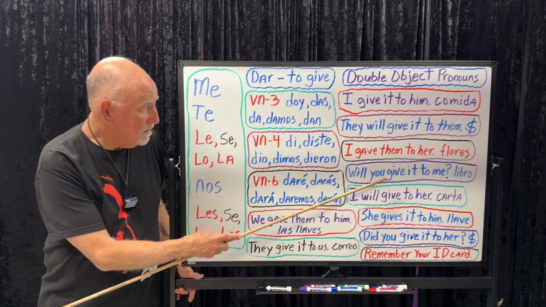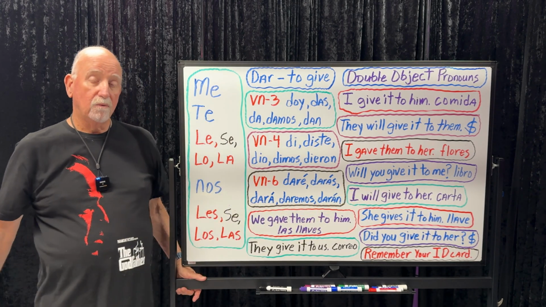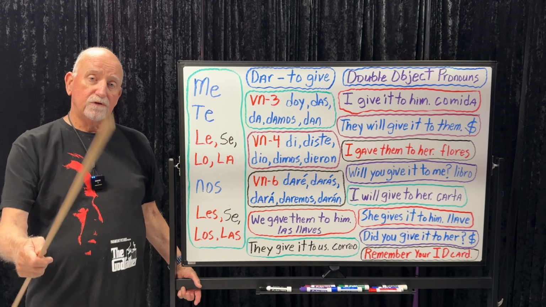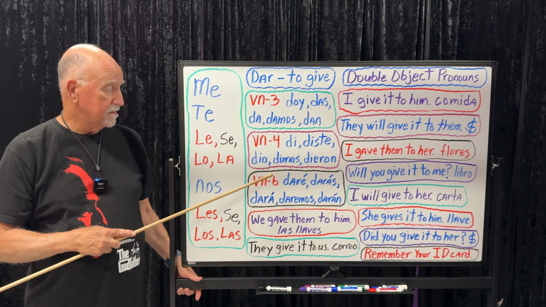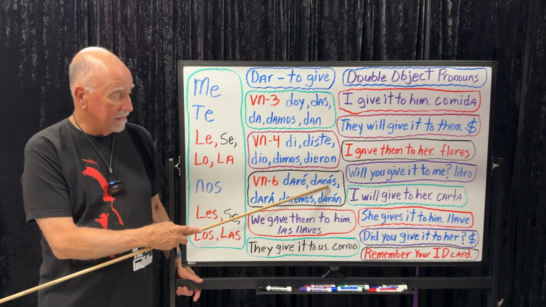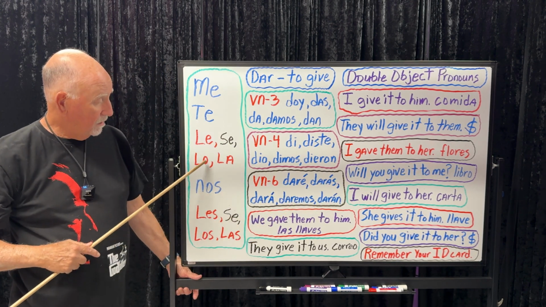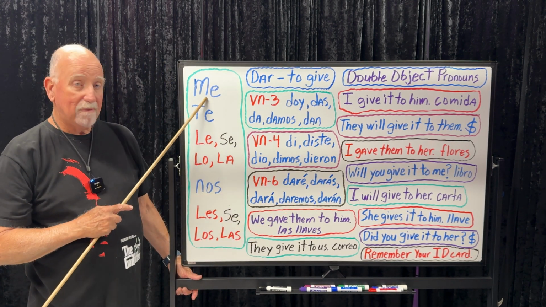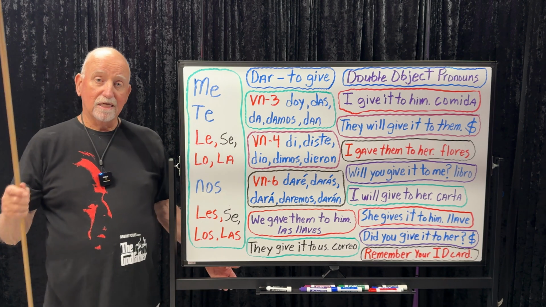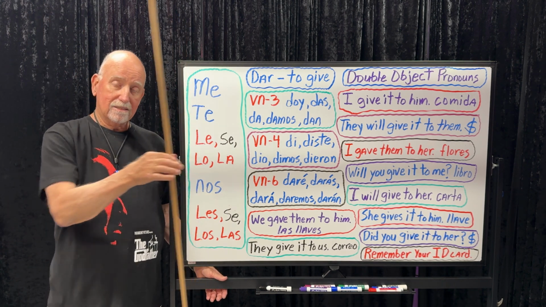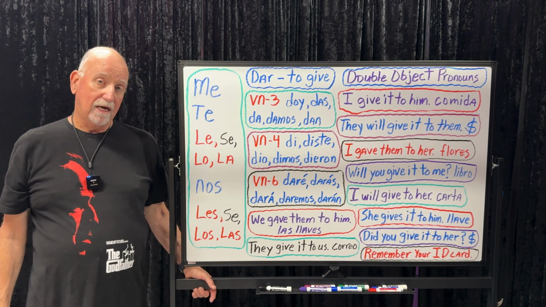Will you give it to me? You're talking about el libro. Will you? Where there's a will, there's a future. Where there's a future, there's a se. Will you give? Darás. It for libro will be lo. And to me would be me. So this is easy. Me lo darás. Will you give it to me? Me lo darás.